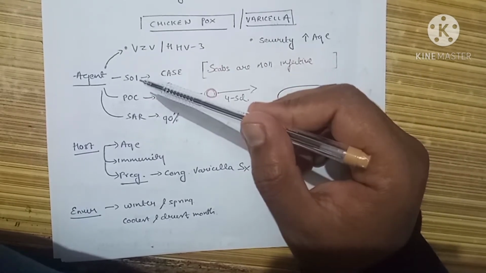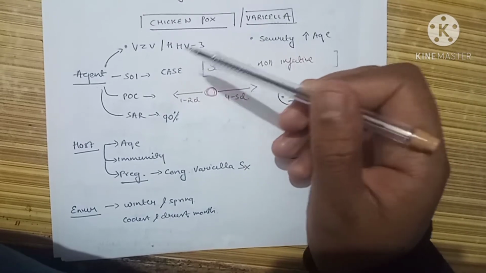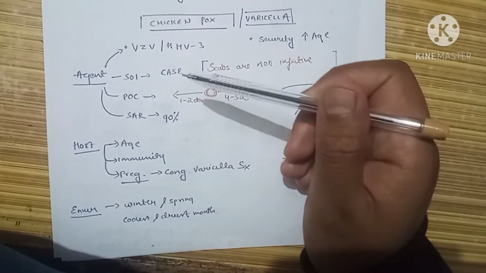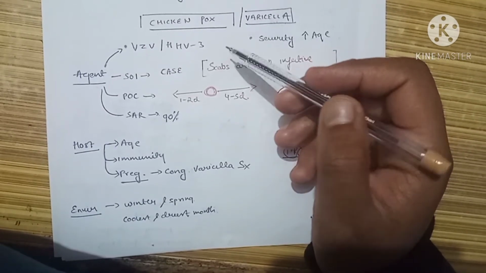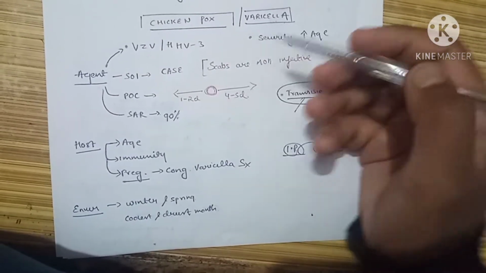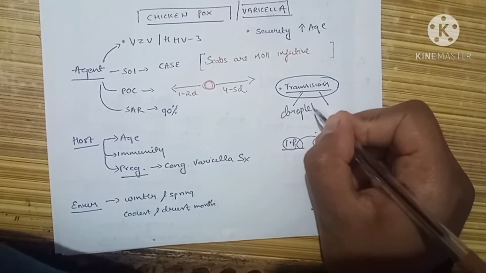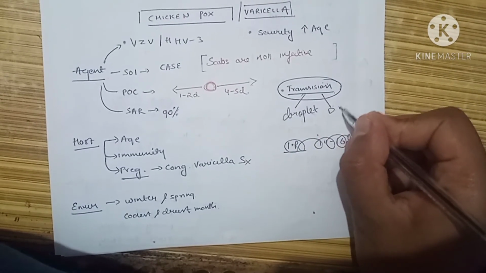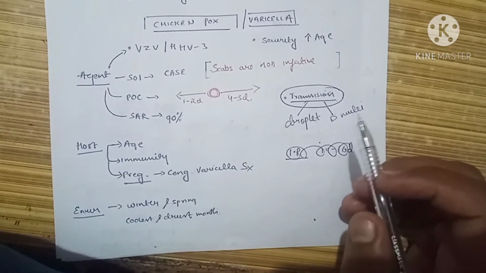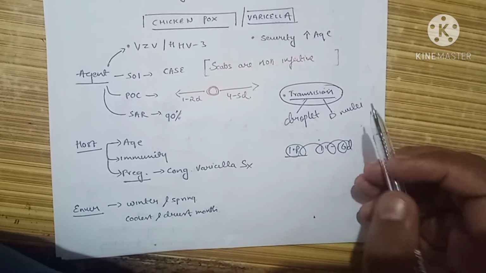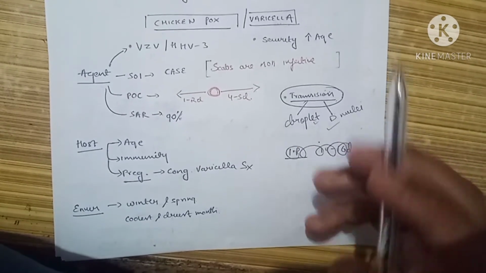So, the second thing we need to know is that the source of infection is always a case of chickenpox or varicella zoster. Now, these sources transmit this infection either through droplet or droplet nuclei. So, this is a respiratory infection through the oropharyngeal secretion or nasal secretions. The droplet or droplet nuclei spread the infection, chickenpox.